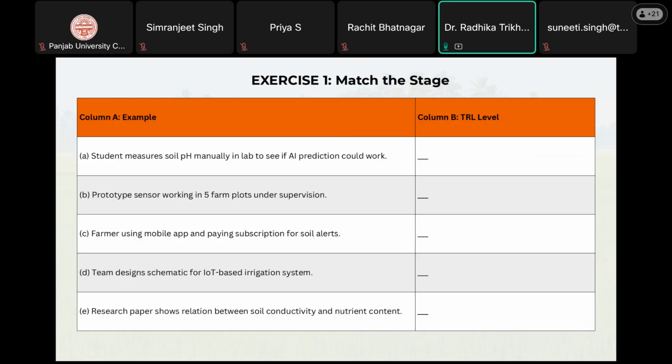Student measures soil pH manually in lab to see if AI prediction could work. अब उसने सॉइल का डेटा लिया, उस सॉइल के डेटा, जो कौन सा डेटा है, पीएच का डेटा है, वो पीएच का डेटा आया, उस पे उससे एआई प्रेडिक्शन चलेगी या नहीं चलेगी, मैंने लैब में बैठ के चेक करना है.